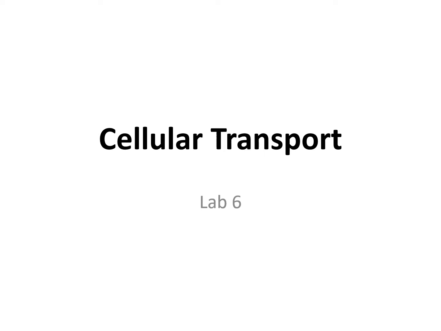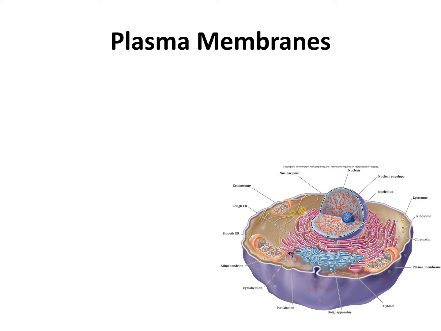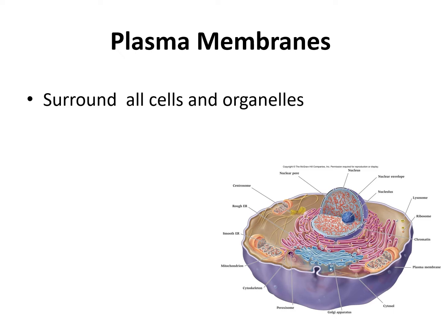This is the lecture for Lab 6 on cellular transport. If you remember from the previous lab, all cells must have a plasma membrane. The plasma membrane is the structure that surrounds the outside of all cells and also the organelles. The purpose of the plasma membrane is to serve as a barrier to separate the environment from the inside of the cell.